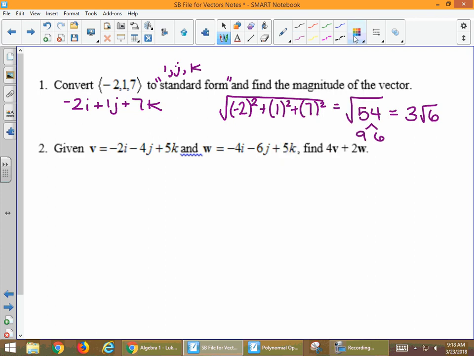For a 3-dimensional vector, if we're going to find 4v plus 2w, which we've been doing since day 1, if v is -2i minus 4j plus 5k, and w is that mess right there, we can just distribute our 4, distribute our 2, and combine like terms. I like working with the i's and j's because it is very algebra-y. It feels very happy. So I'm going to find 4v and add it to 2w.